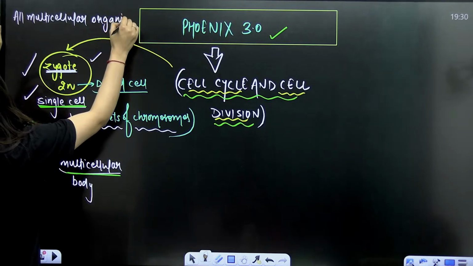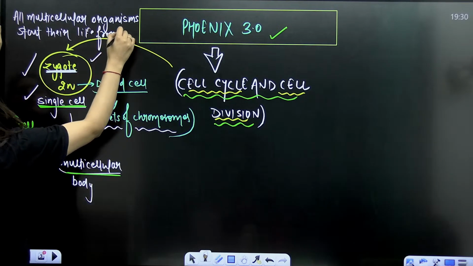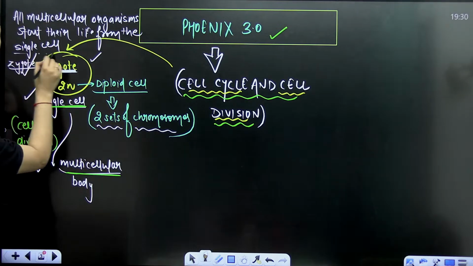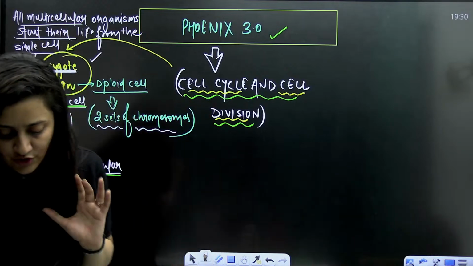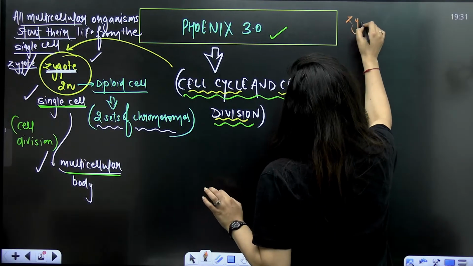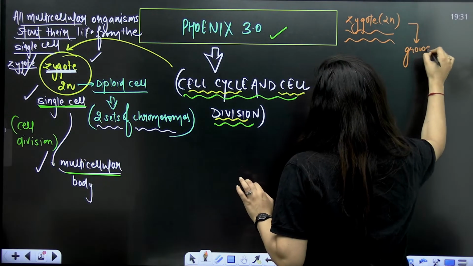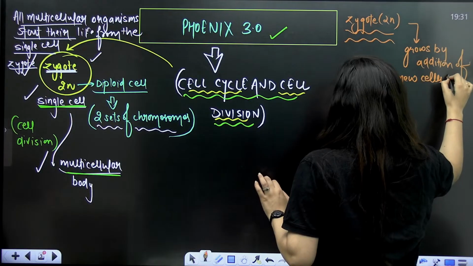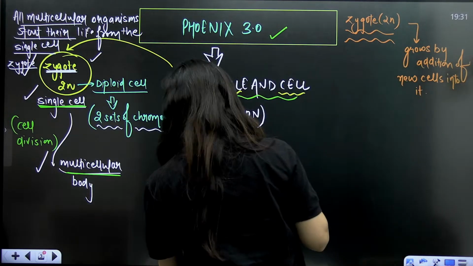All multicellular organisms start their life from the single cell zygote. And how is it possible? Of course, it is possible only because of the division. You start from the basics, guys. We are going to start from the basics. So the zygote, which is a diploid cell and the result of fertilization, grows by addition of new cells into it. That is how they are going to grow.